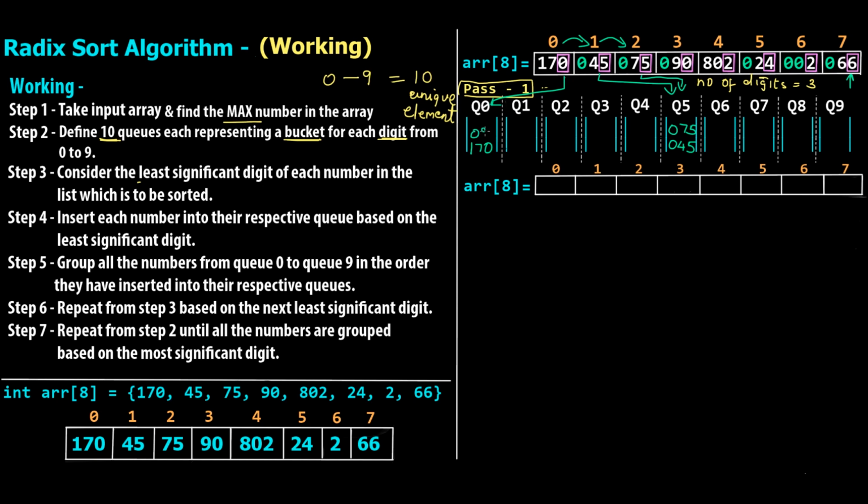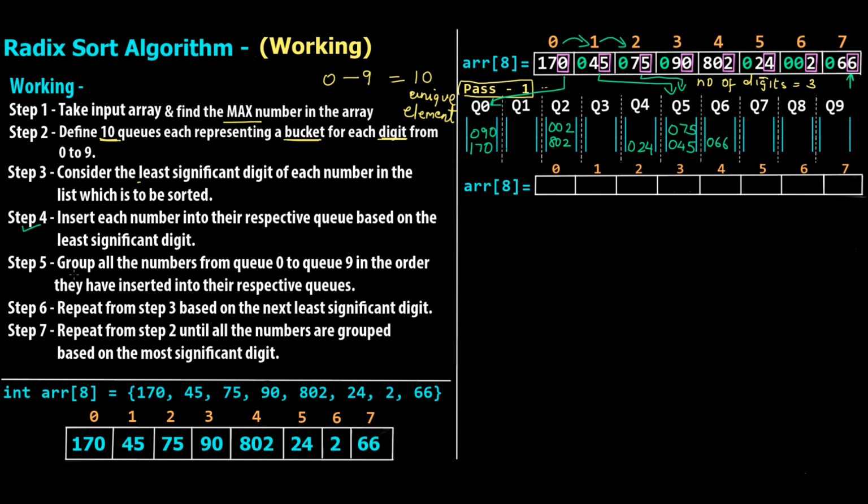Then we have 802. The least significant digit is 2, so it goes in Q2. Then we have 024. 4 is the digit in the units place, so we write 024 over here. Then we have 002. Again, it goes in Q2. And then we have 066. So 6 goes in Q6. Okay, so step 4 is pretty much done.